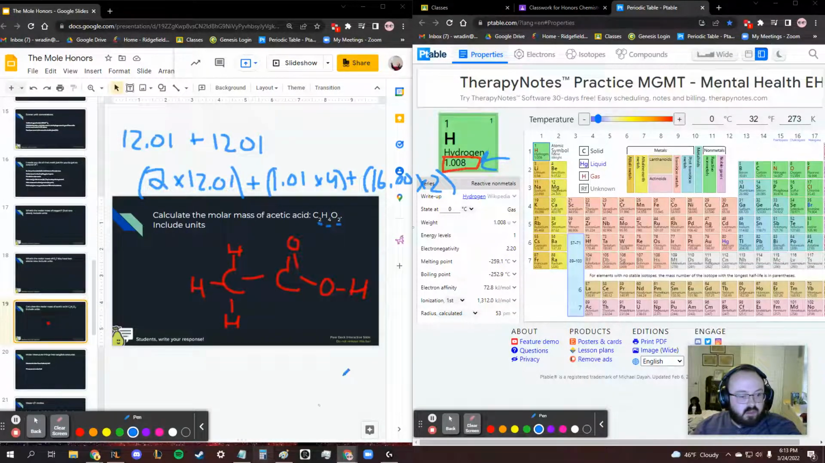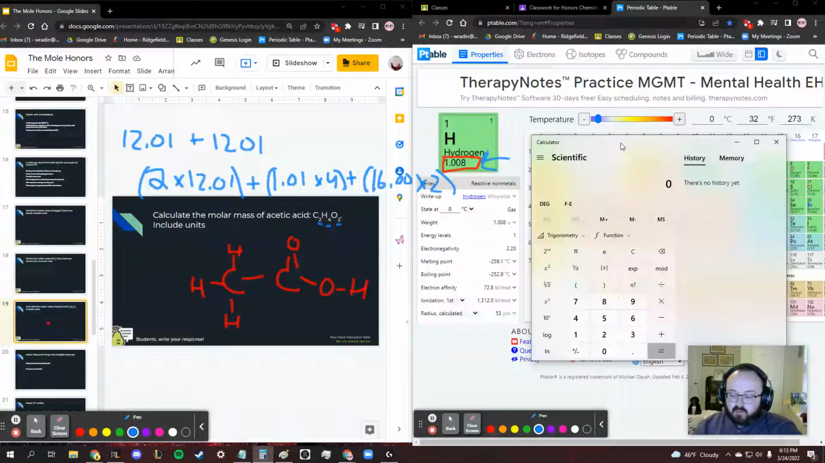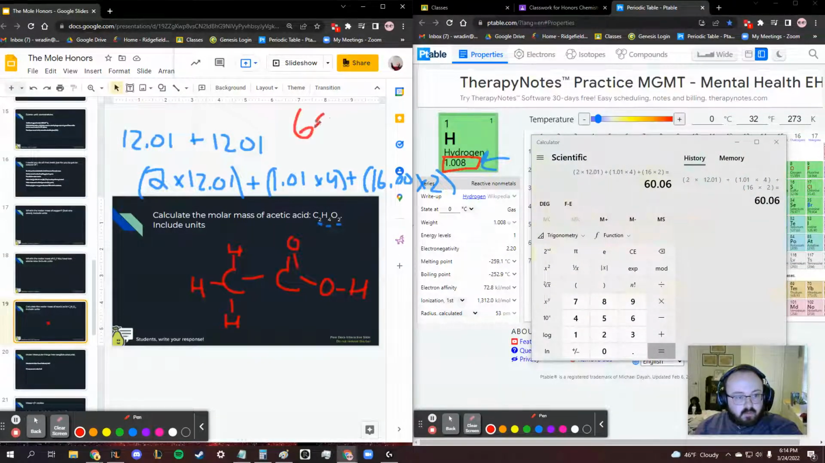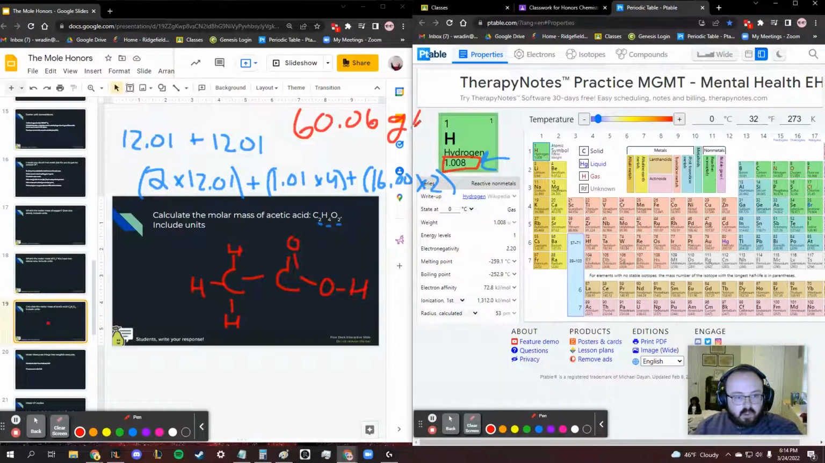So let's put this into a calculator. I'll use parentheses. 2 times 12.01 plus 1.01 times 4 plus 16.00 times 2, close my parentheses. What do we get? We get 60.06 grams per mole. There's our molar mass. Put this out here, grams per mole. Okay? There's our molar mass.